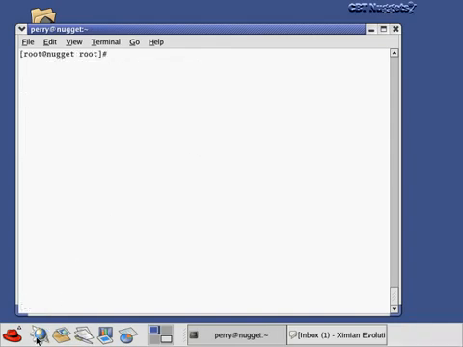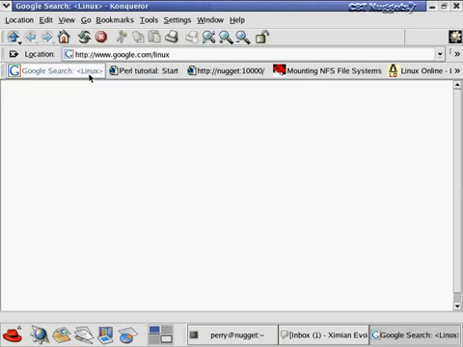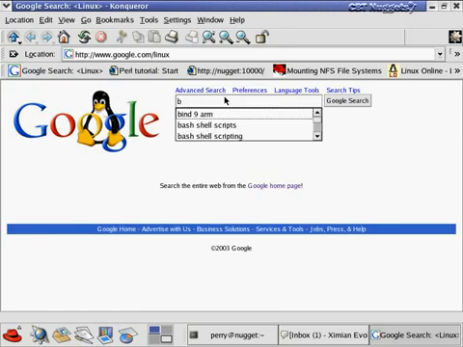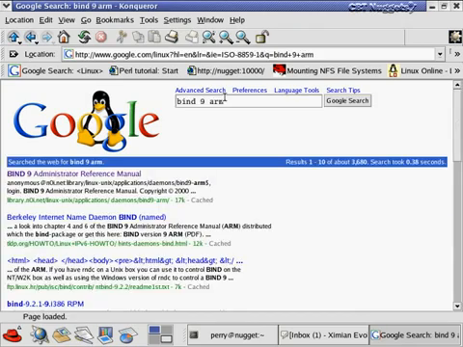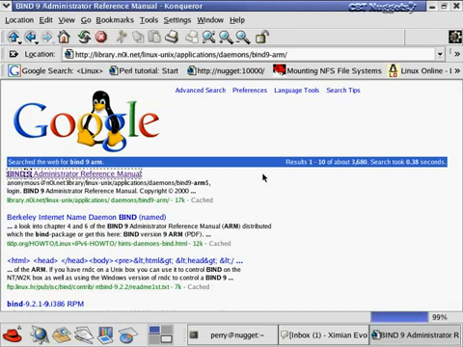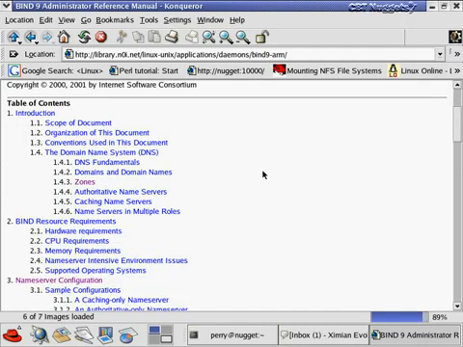So let's pull up a web browser here, and I want to walk you through this document that you would use if you were actually going to set up DNS for your local domain. Let's go to the Linux search in Google, and what we're going to search for here is bind9arm. ARM stands for the Administrator Reference Manual, and bind9 is the version of BIND that we're using. This reference manual is the authority for BIND.